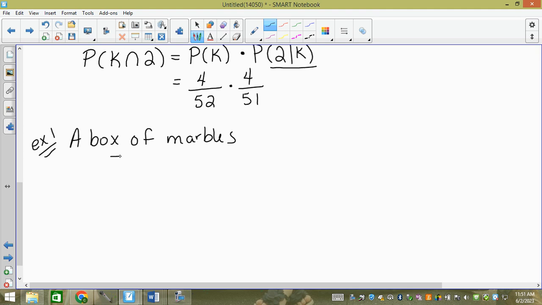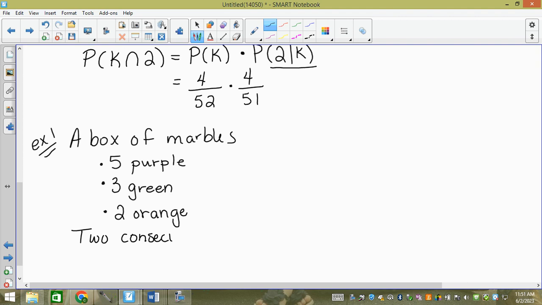There are 5 purple, 3 green, 2 orange. Two consecutive draws are made from the box. Consecutive means one after the other, right? So I take a marble out and then another one. Oh, now I'm in an independent-dependent lesson, right?